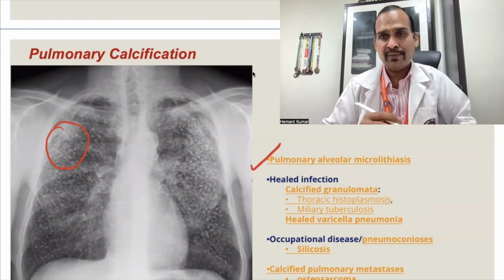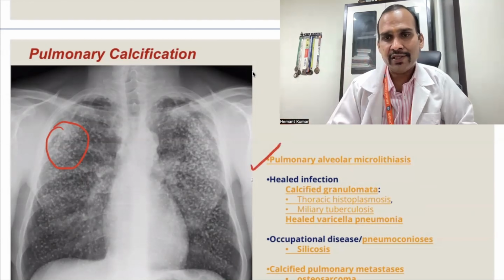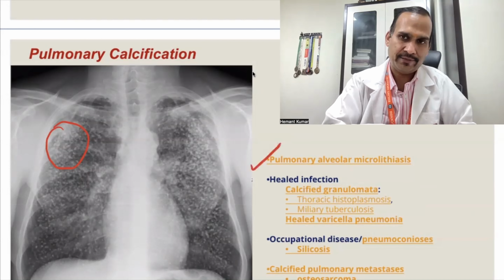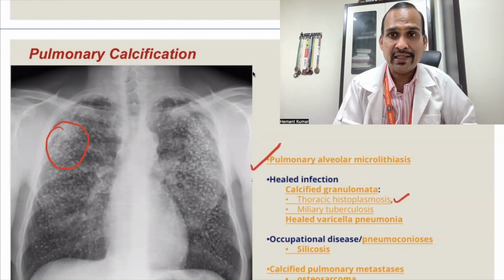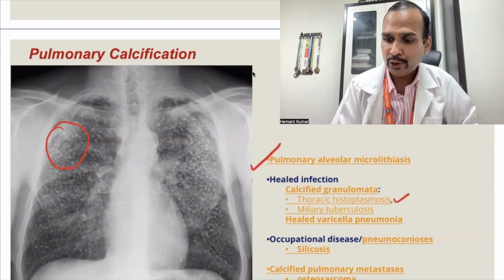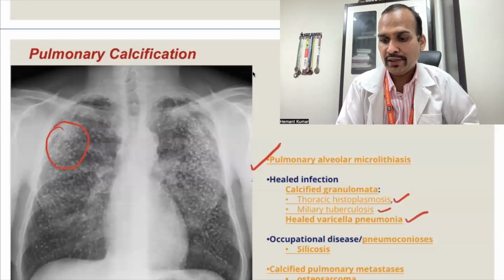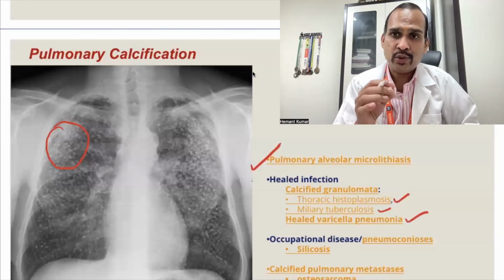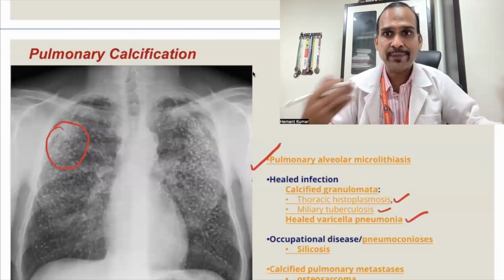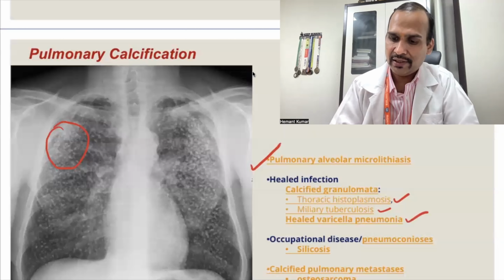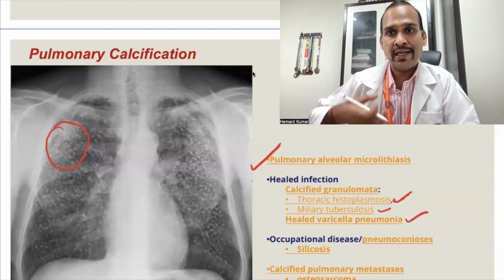Then infections. In some infections, healing is by calcification, or healing by fibrosis. A few infections like histoplasmosis heal by calcification. In miliary tuberculosis, you may see calcification. Chickenpox, also called varicella pneumonia, you can find these calcified nodules on chest X-ray. So this is the healing process by calcification. In histoplasmosis and tuberculosis, you may find calcification in hilar lymph nodes also.